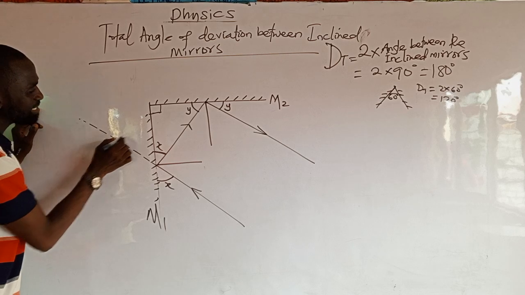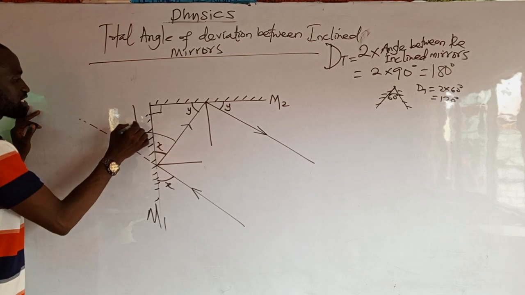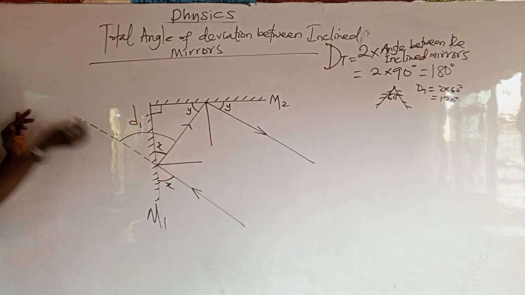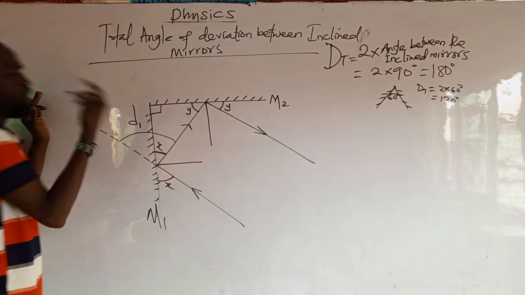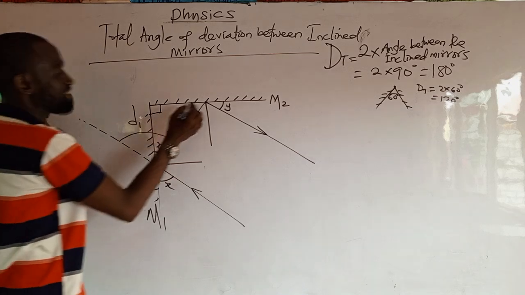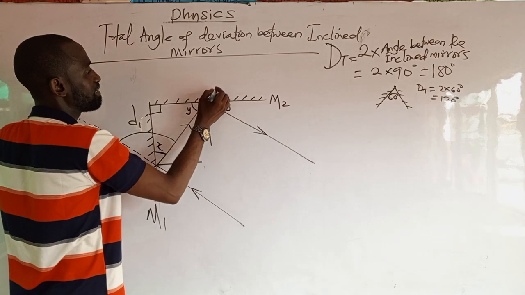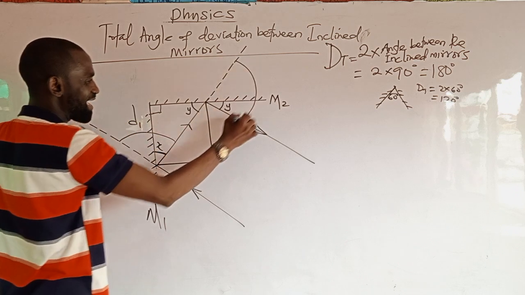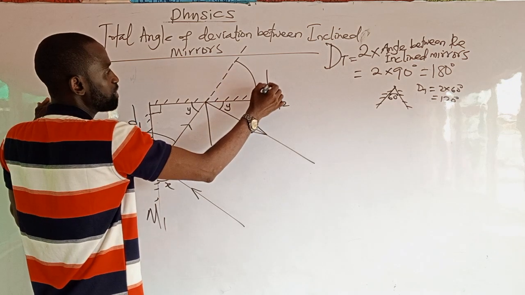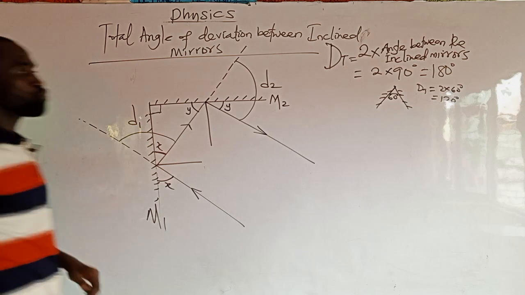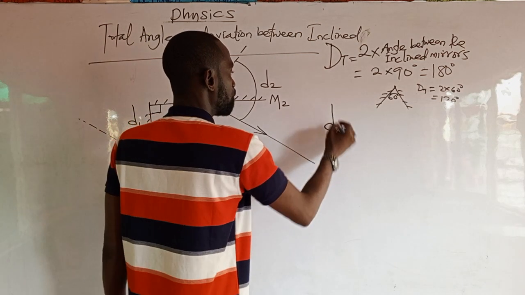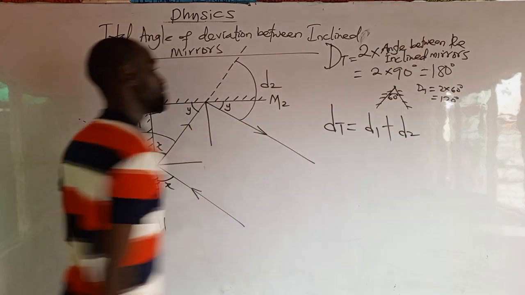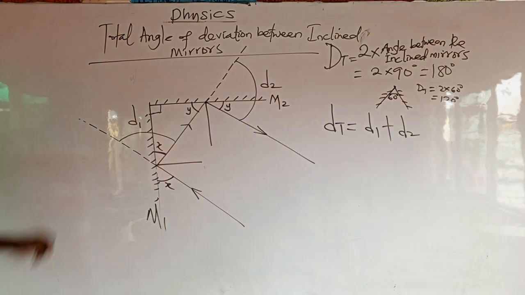But it bends to this place to have first deviation. That is the angle between the original direction of the ray of light and the final direction, which is what we call the angle of deviation. Then this ray is supposed to be traveling like this. What happens? It bends to this place, so we have D2. So the total angle of deviation will be D1 plus D2. Correct?